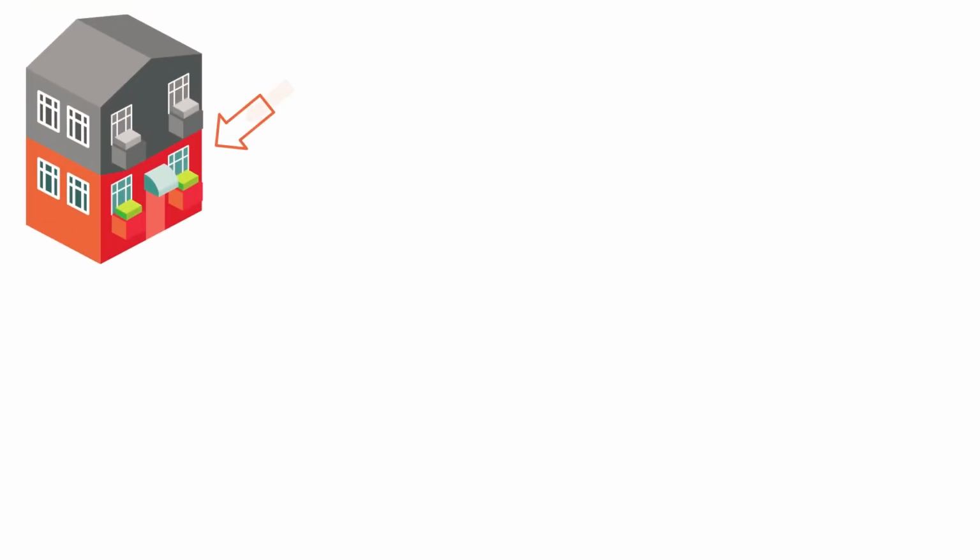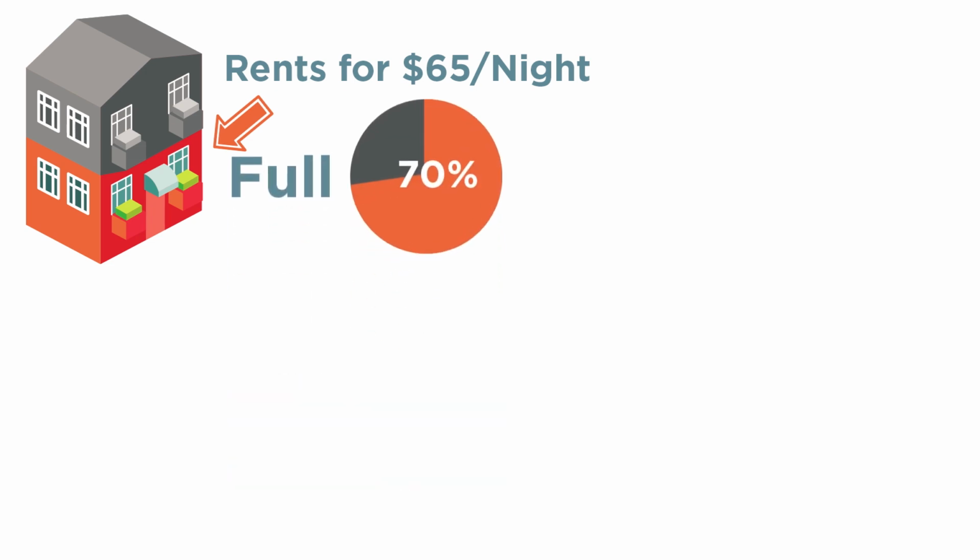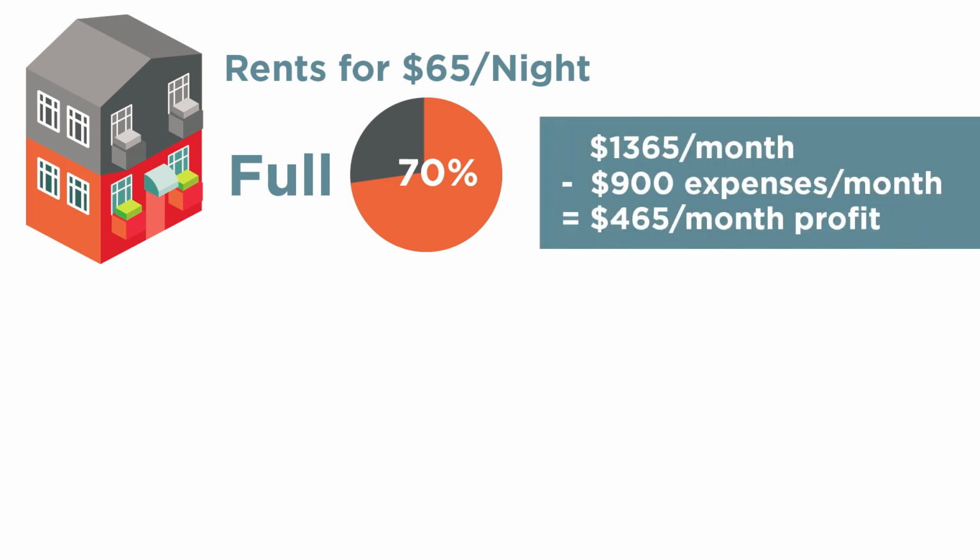Okay, now for the stats. The downstairs unit rents for, on average, $65 a night after the Airbnb fees have been taken out, and is full 70% of the time over the last 6 months. Meaning, out of 21 days, we make approximately $1,365. Remember, the expenses cost $900 all in, which leaves a monthly profit of $465 to put in our pocket.